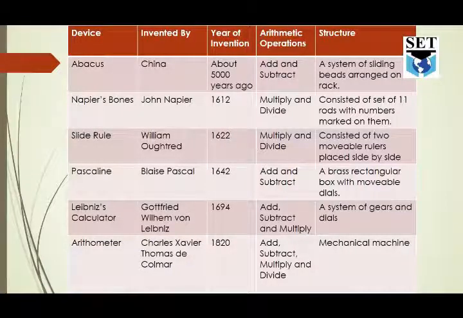Leibniz calculator. It is again based on the idea of the Pascaline. It is a system of gears and dials, but it has one more added operation, multiplication. In the last, Charles Xavier Thomas de Colmar developed a machine named the arithmometer in 1820, and it was the first mechanical machine which could perform the basic four operations of addition, subtraction, multiplication, and division.